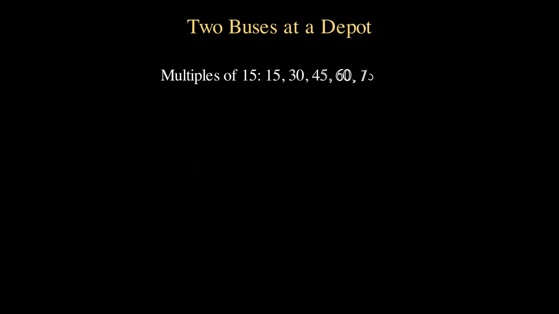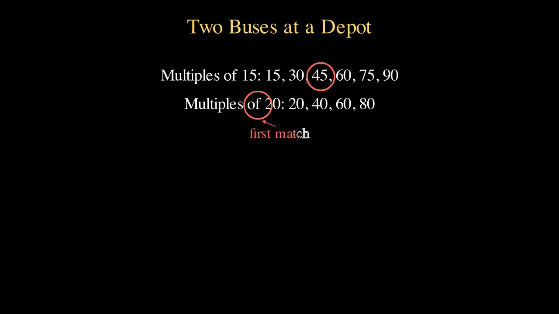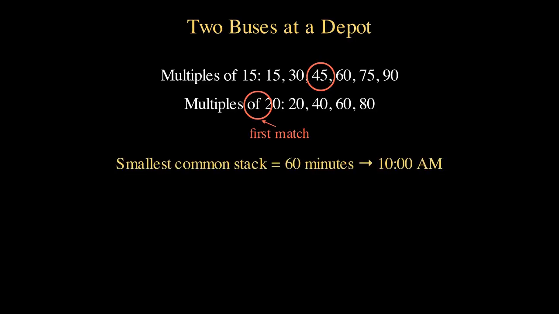Stack up copies of 15 minutes: 15, 30, 45, 60, 75, 90. Now stack up copies of 20 minutes: 20, 40, 60, 80. Looking at both lists, the smallest number that shows up in both is 60. So the 2 buses will next leave together 60 minutes later, meaning they meet again at 10 in the morning.